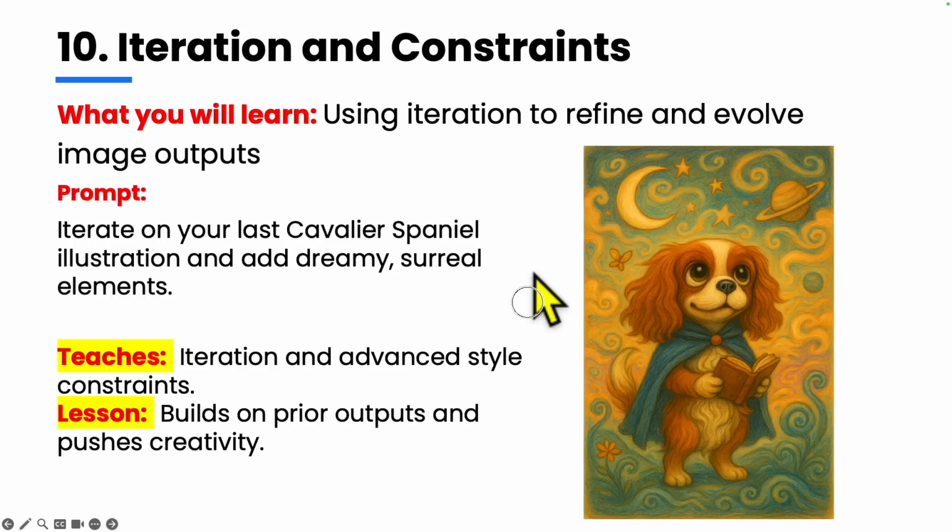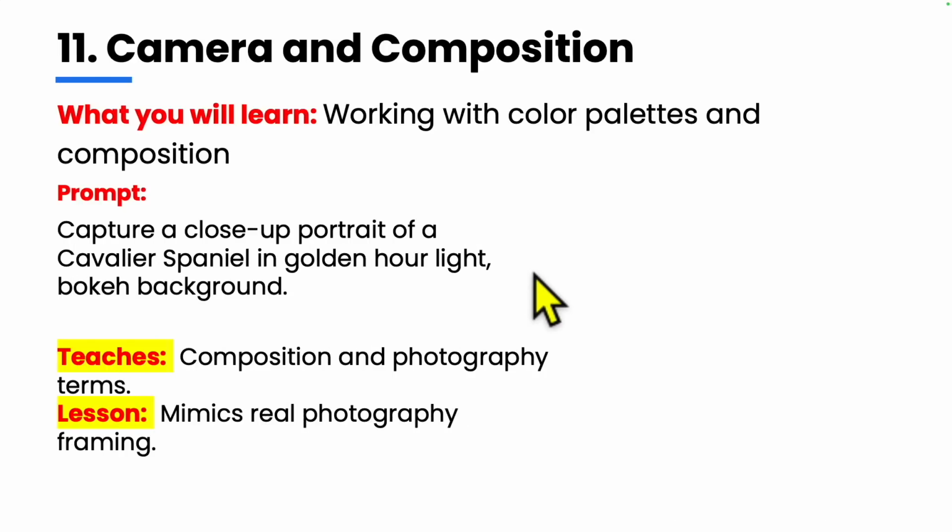Let's go and learn the next example. Here we are adding additional complexity, like we are pushing the boundary to see if the models can understand things like elements within the world, like camera and the compositions, things like that. So what we are trying to learn here is working with the color palettes and compositions.